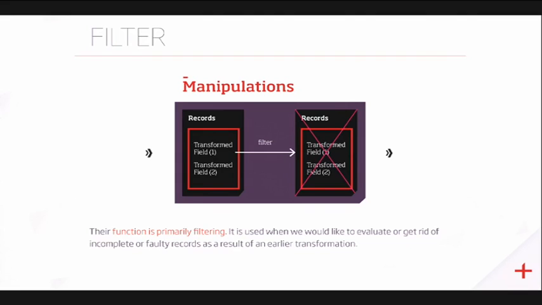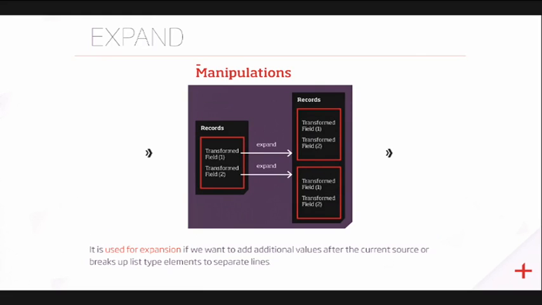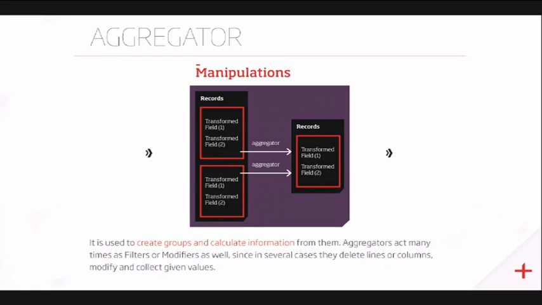Of course, there is the filter. It's easy. You have some kind of condition, and you can drop or keep records by those conditions. And the expand, as I mentioned before, if you want to add multiple values, for example, iterate over a list, or just add multiple files. And the aggregator, when you want to calculate some kind of information, like you want to summarize or aggregate, or you want to just calculate the count of the number of the records, or just melt them.